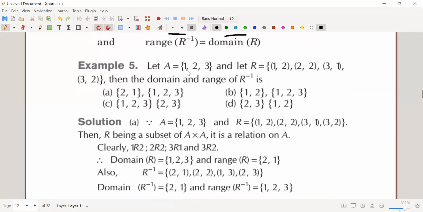Let's check here. If A equal to {1, 2, 3} and the relation is (1, 2), (2, 2), (3, 1) and (3, 2), then the domain and range of R inverse is?